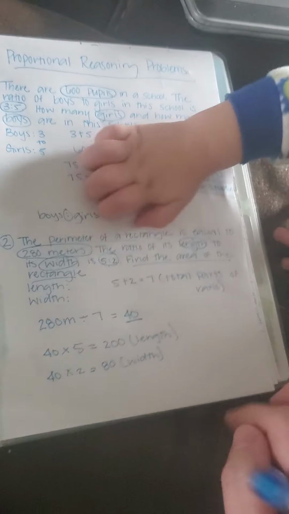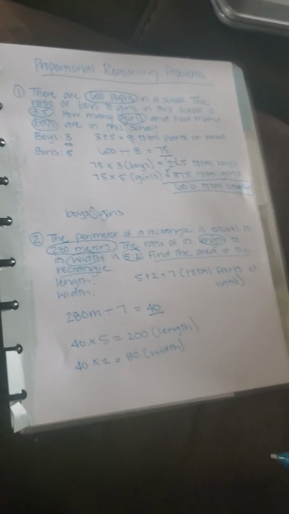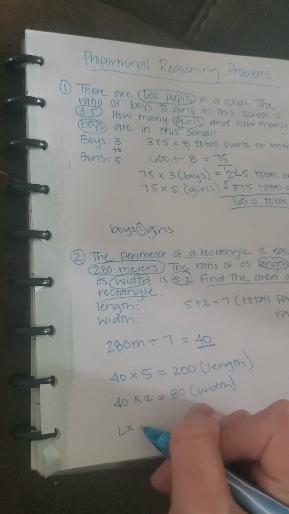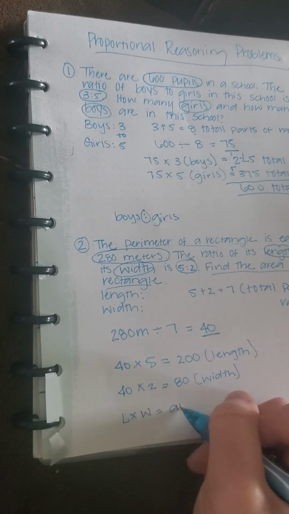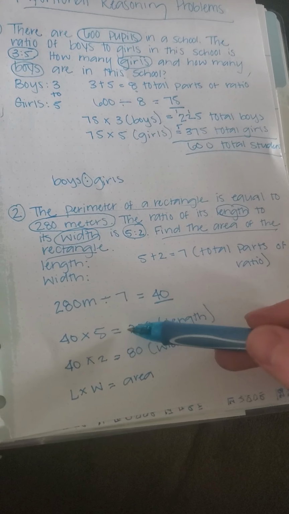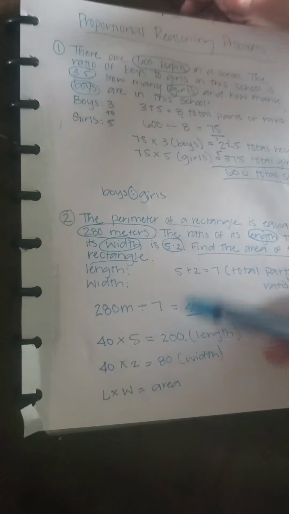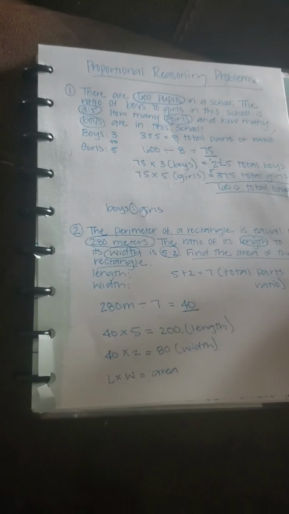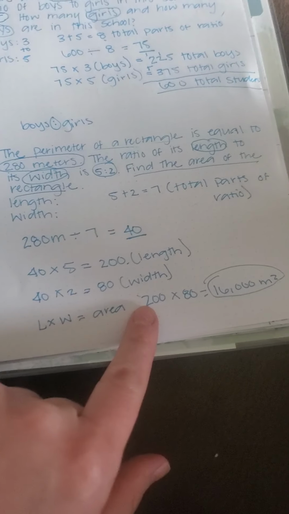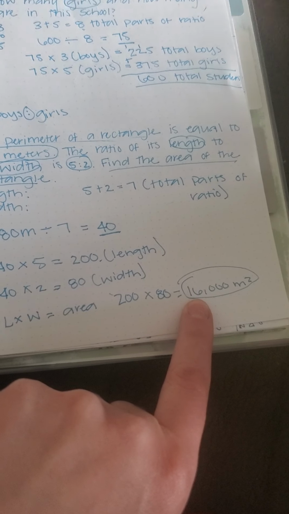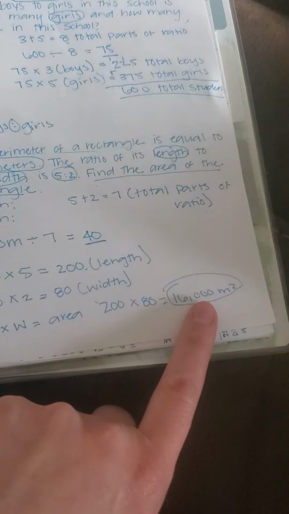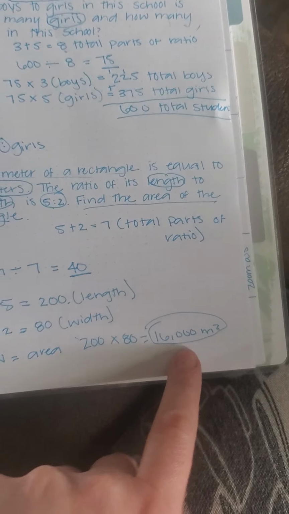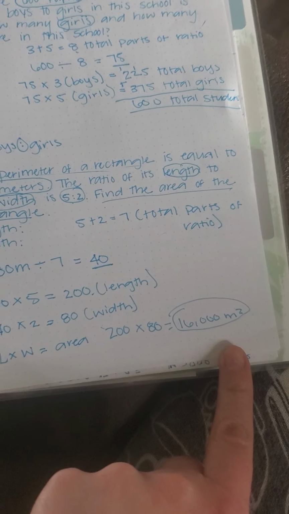Who can remind me how we find the area of a rectangle? Very good. Length times width is equal to area. If we look up above at our answers, we have 200 for our length and 80 for our width. What is 200 times 80? Very good. 200 times 80 is equal to 16,000. Whenever we're working with area, we need to be sure to label our answers. In this case, it's going to be meters squared. Good job, class.